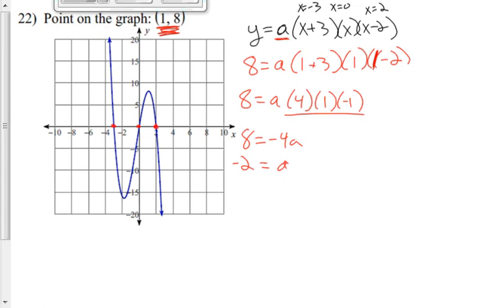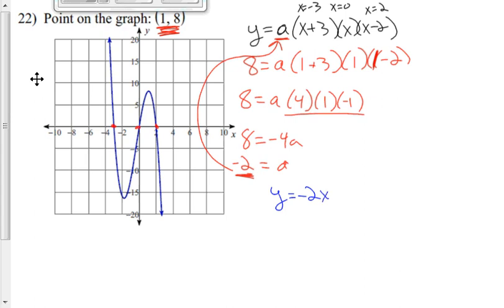Just that quick inspection, negative 2 seems reasonable because this is going to have a negative leading coefficient since the graph goes from positive to negative. So it's a good sign. A is on track with what we expect it to be. So now to finish the factored form, we're simply going to replace a with that value that we got. So the factored form would be y equals negative 2.